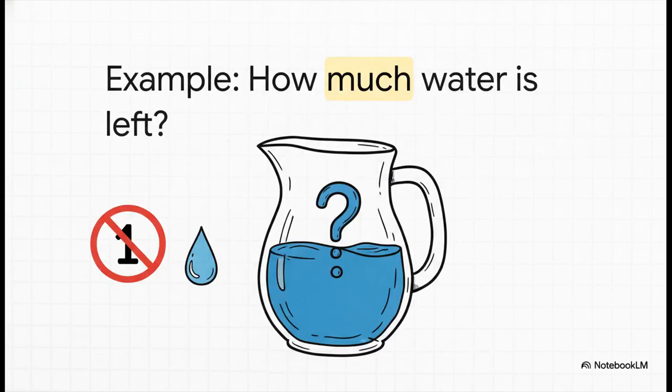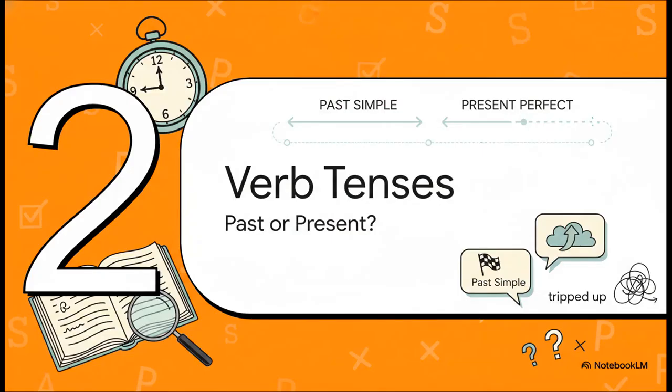And now for the other side of the coin. How much water is left? You can't say you have three waters in a glass, can you? It's a single, uncountable thing. So here's the big takeaway, the rule you need to lock in. If you can count it, you use many. If you can't, you use much. That's it. Got it? Okay, you've totally got much and many down.